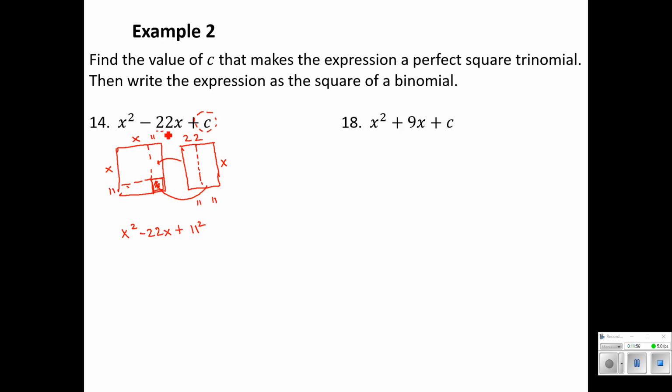So we've got x squared minus 22x plus 11 squared. We divide this number by 2, right? That's this cutting in half process, and then we square it to make that little square in the corner. So x squared minus 22x plus 121, and then we could choose to factor it, but hopefully we're starting to see some patterns when we go about factoring this. We get x minus 11 times x minus 11, or x minus 11 squared.